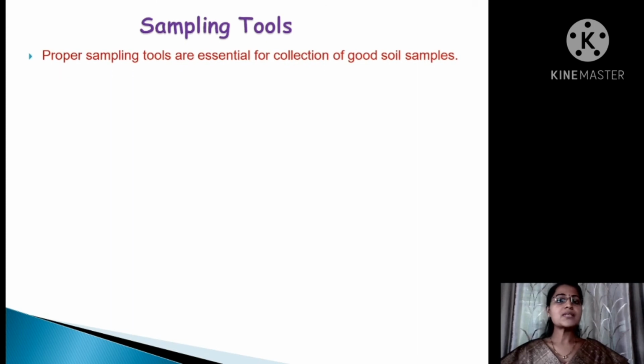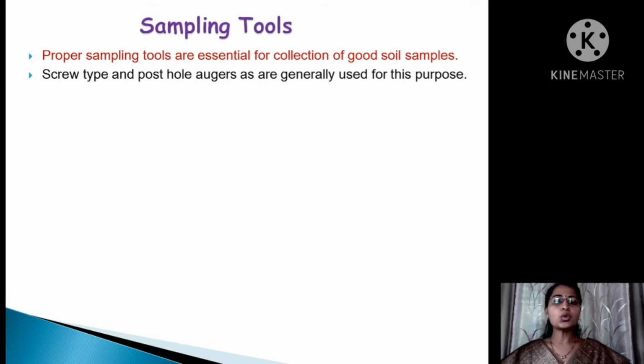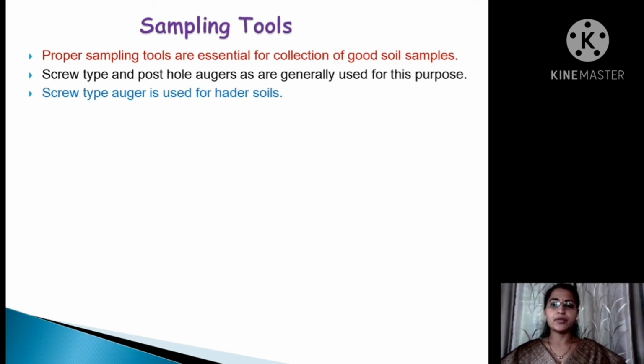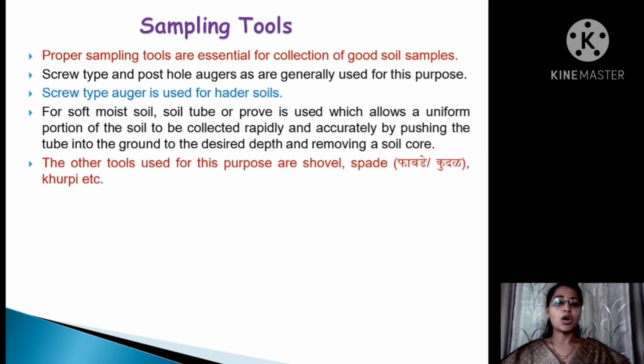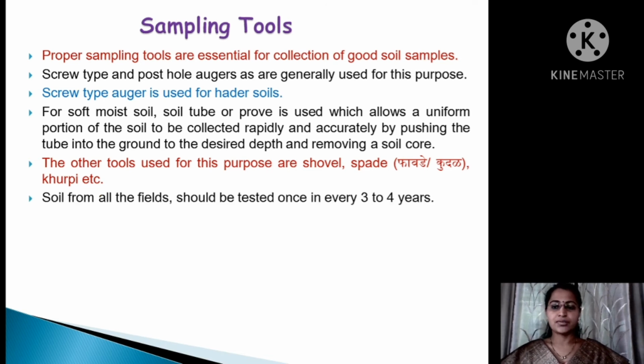Sampling tools. Proper sampling tools are essential for collection of good soil samples. Screw type and post hole augers are generally used for this purpose. Screw type auger is used for harder soils. For soft, moist soil, soil tube or probe is used, which allows a uniform portion of the soil to be collected rapidly and accurately by pushing the tube into the ground to the desired depth and removing a soil core. The other tools used for this purpose are shovel, spade, khurpi, etc.